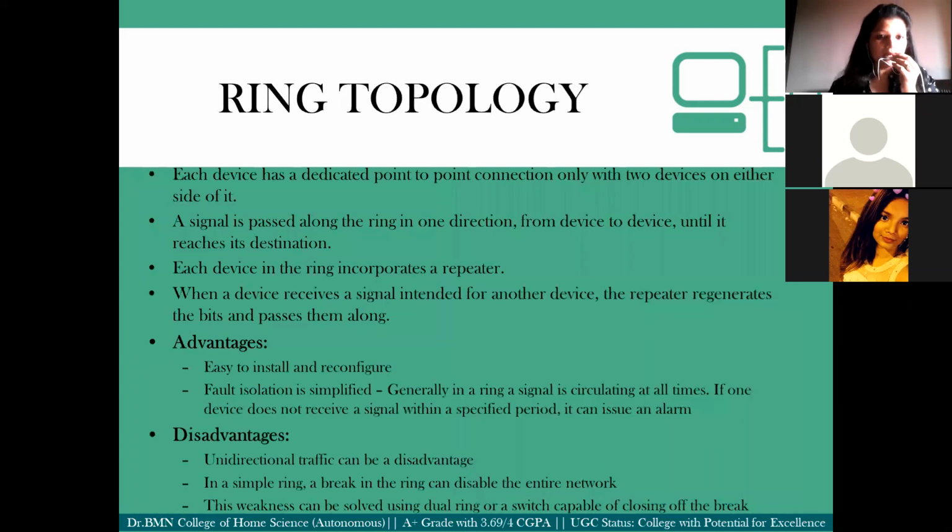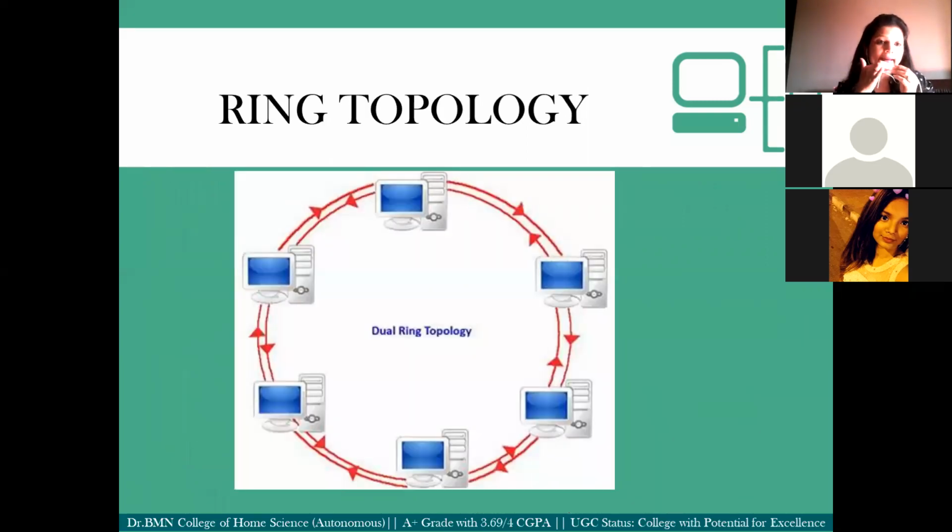Unidirectional traffic can be a disadvantage. If it is a single direction link, you can imagine the traffic, because there is only one link and so many transmissions are happening. So traffic can be a problem if it is a one direction ring. In a simple ring, a break in the ring can disable the entire network. This weakness can be solved using a dual ring. Got it?